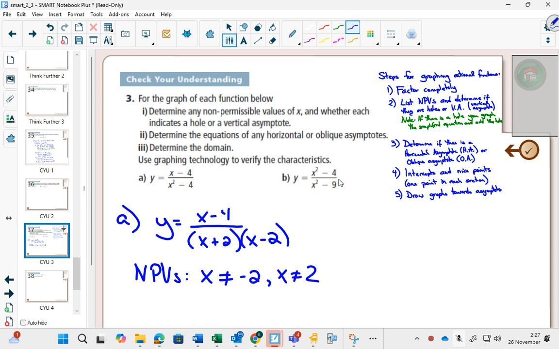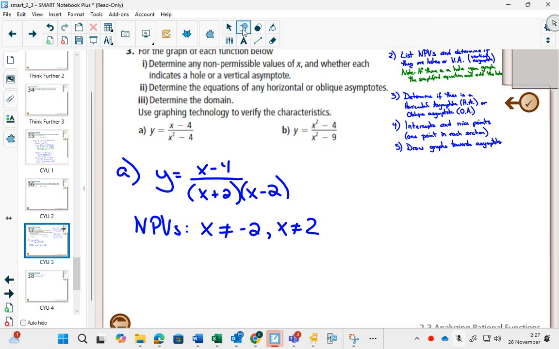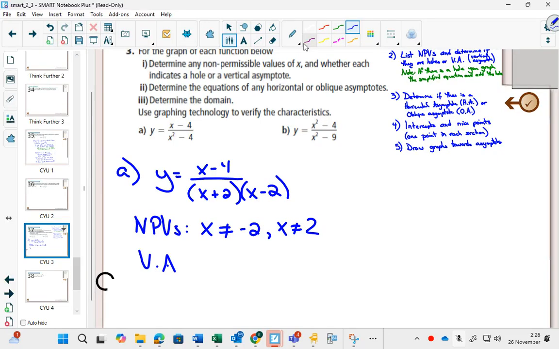We can write out our non-permissible values: x can't equal negative 2 and x can't equal 2. Now we have to decide, are those non-permissible values holes, or are they going to be vertical asymptotes? If they cancel out, they're going to be holes. They don't cancel out, they're not identical, so they will end up being vertical asymptotes at x equals negative 2 and x equals 2.